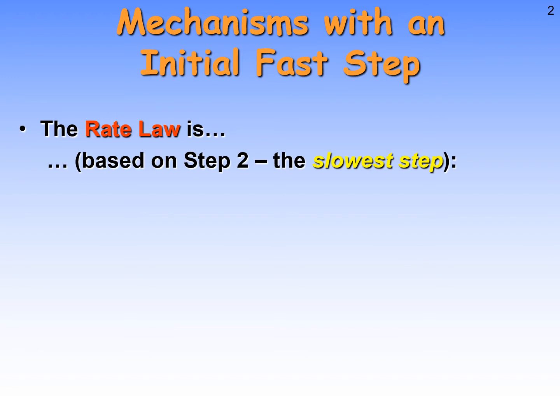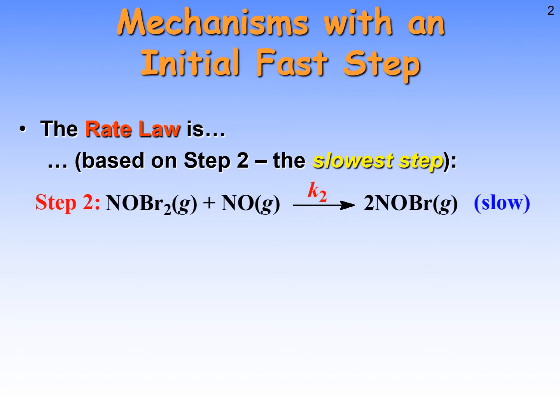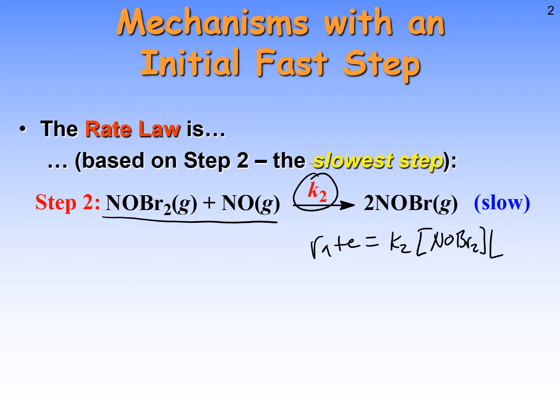The rate law is going to be based on step 2, which is the slow step. And this is my slow step. The rate law I can write from this will be rate is equal to K, we'll say K2 just for sticking with the labeling given in the problem, times the concentration of NOBr2 times the concentration of NO. Again, we always do this based on the reactants.